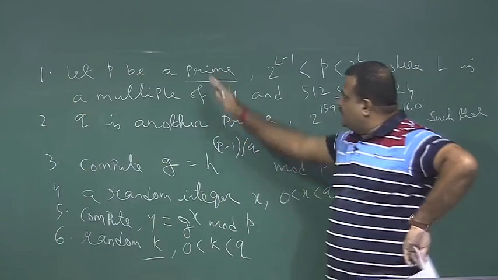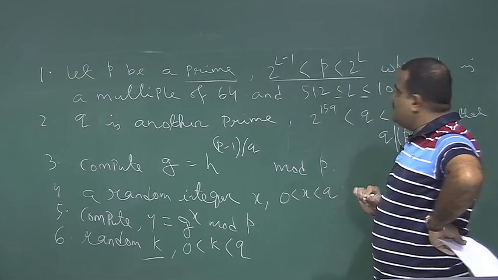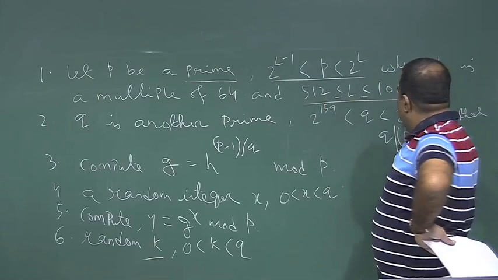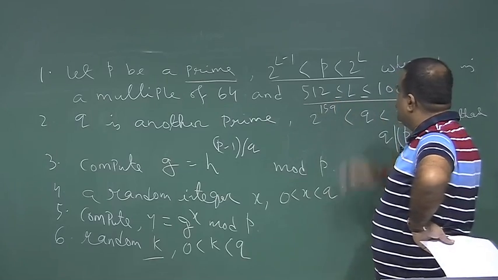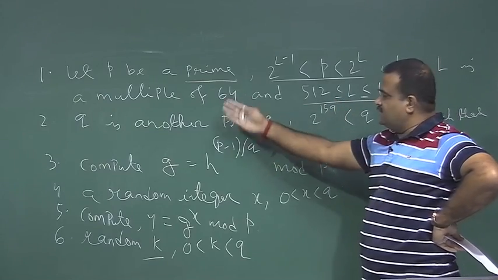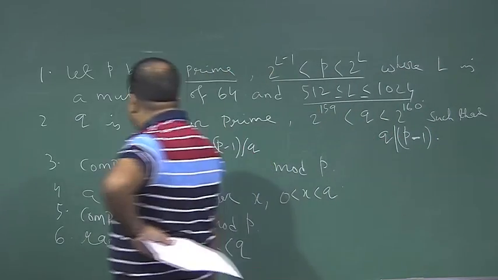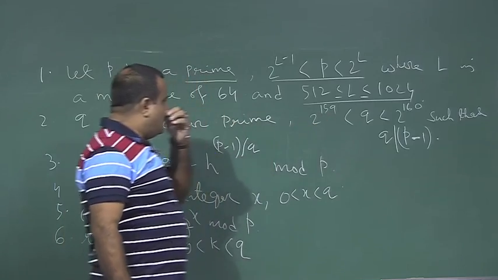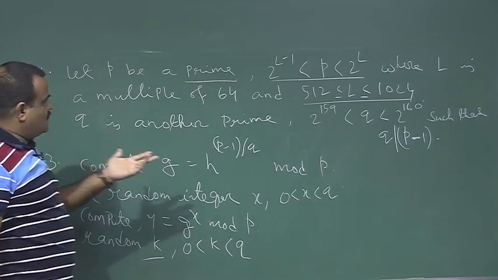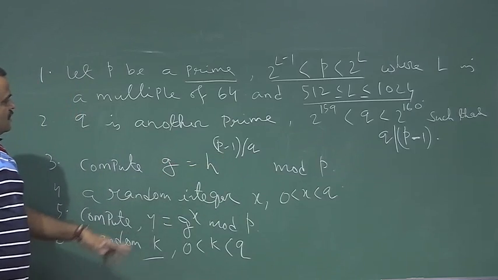So, we have to choose a prime p which is L bit, and L has to range from 512 to some value, but L must be a multiple of 64. So, we have to choose a prime p, and we have to choose another prime q which is 159 bits, but q must divide p minus 1, because we have to calculate this.